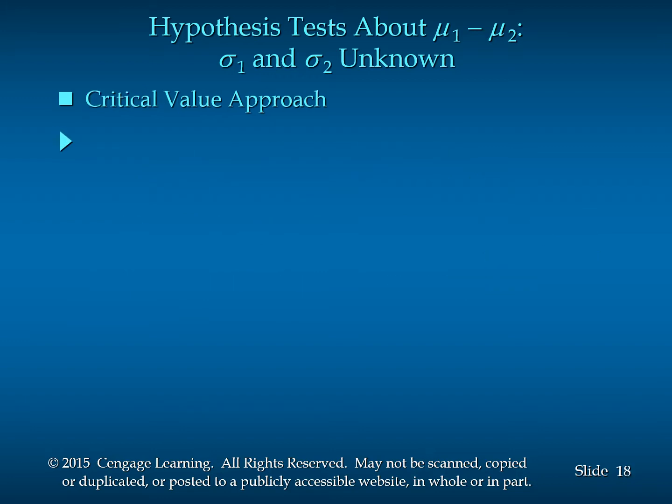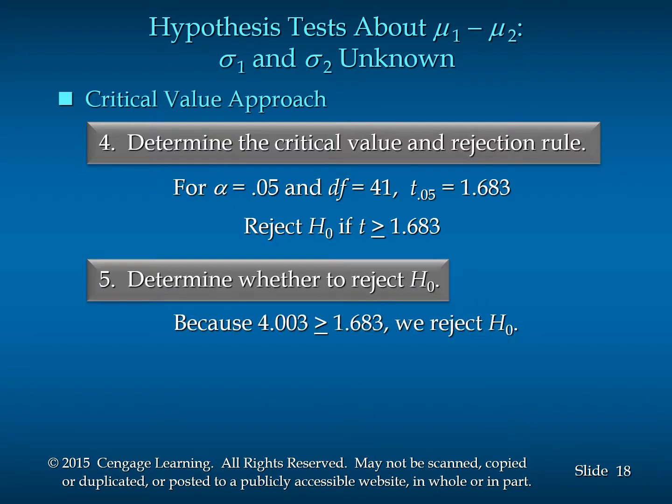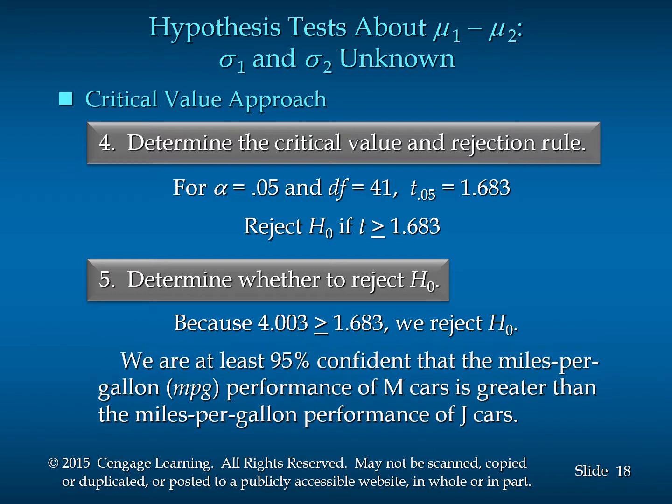Similarly with the critical value approach, at 41 degrees of freedom and an alpha of 0.05, we get a critical t-value of 1.683. And we know now that we can reject the null hypothesis because our test t-value of 4 is greater than 1.683.